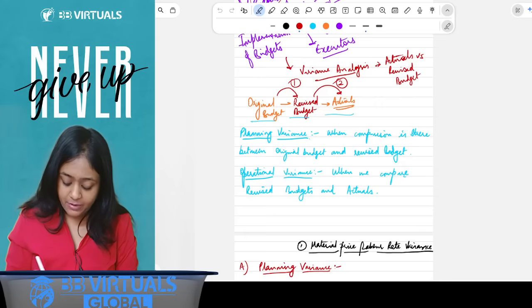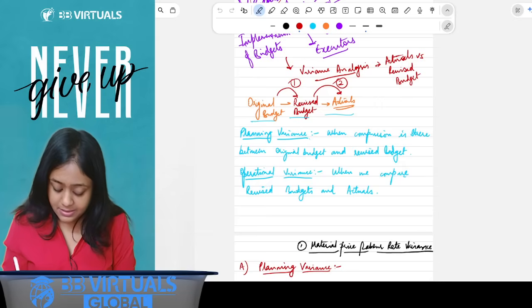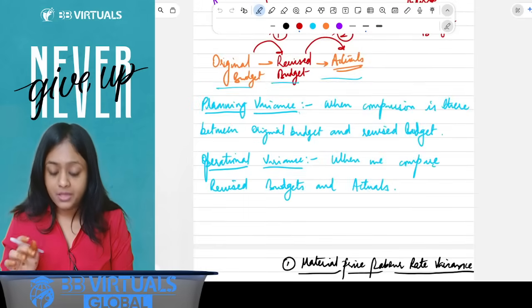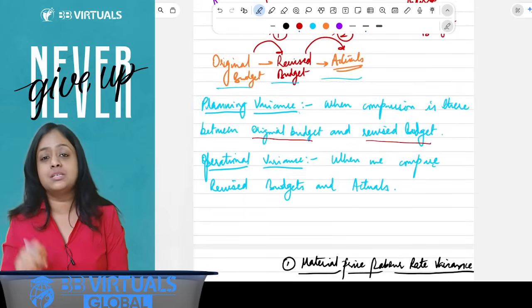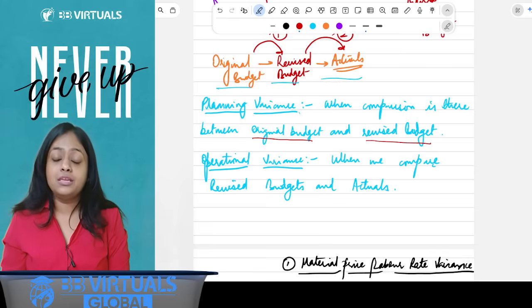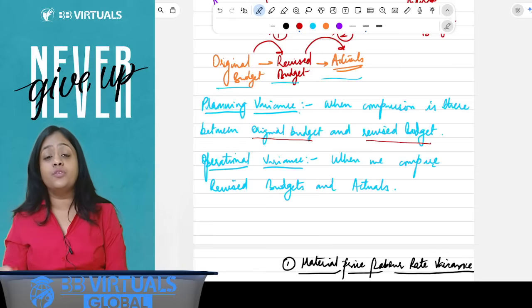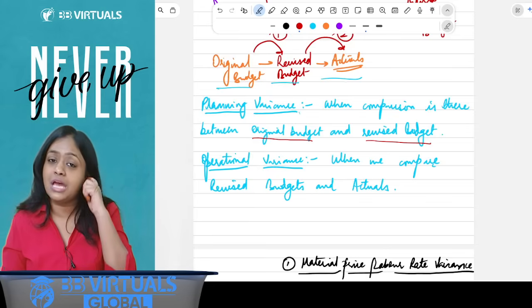Right? So planning variance is when you have a comparison between the original budget and the revised budget, because this is the work of planners, and here we have to see what is the impact of variance due to the difference between the original budget and the revised budget.